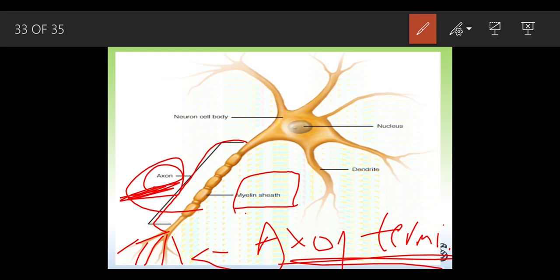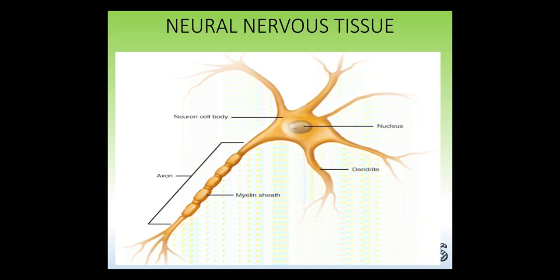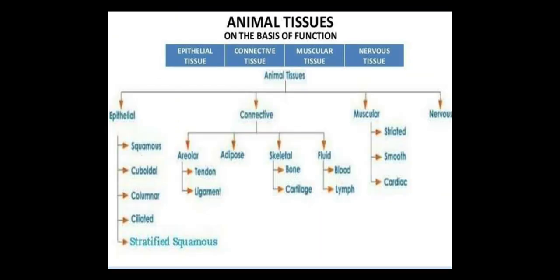So this was part 2 of the tissue chapter. So let's look at this part first. Squamous, cuboidal, columnar, ciliated and stratified. The connective tissue is of 4 types: areolar, adipose, skeletal and fluid. Areolar has the tendons and the ligaments. Skeletal has the bone and the cartilage. Fluid has the blood and the lymph.